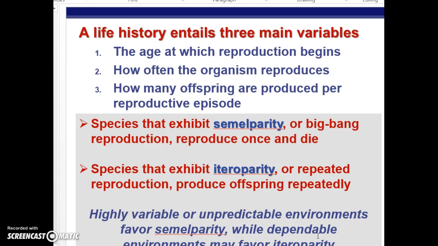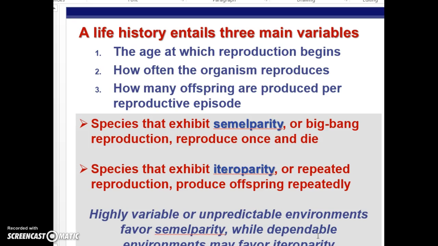And so species that are semelparity type organisms have what we would consider a big bang reproduction. They reproduce once and then they die. And the perfect example of that are Pacific salmon, which exhibit this type of reproductive strategy. They return to their freshwater streams to spawn and then they die. So that's what semelparity is about.